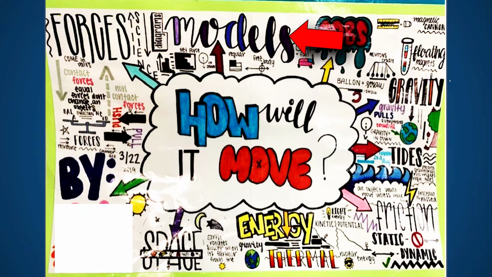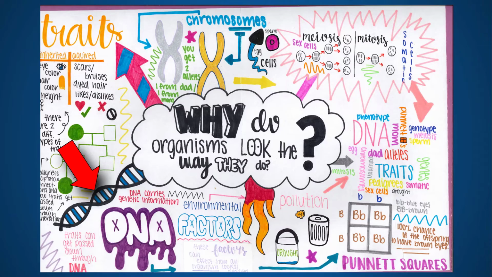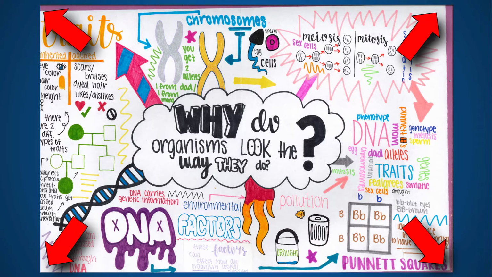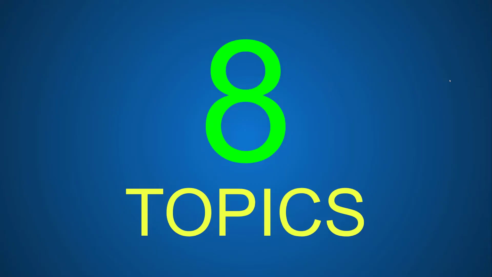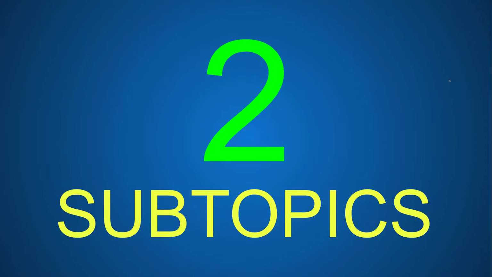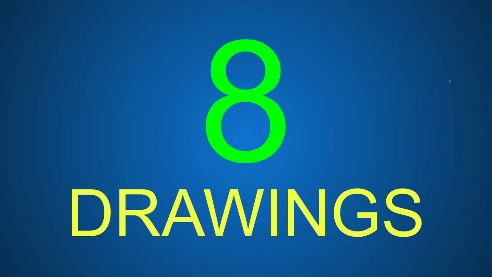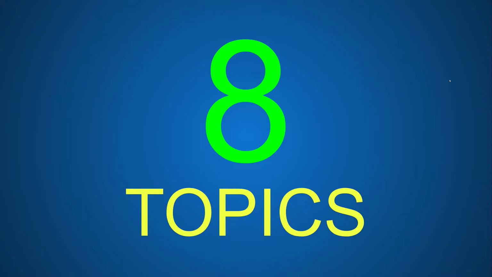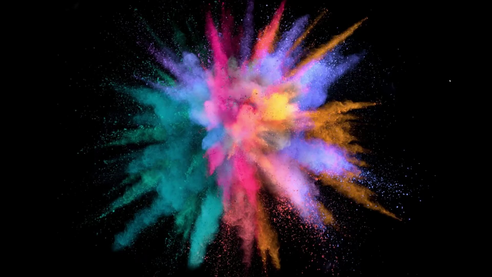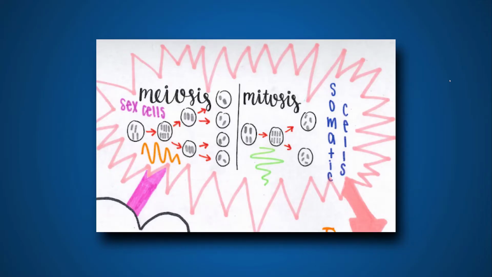Stylize your words to make it exciting, and use drawings to illustrate your topics and subtopics. Make sure you use the whole page, and remember, you must have 8 topics and 2 subtopics. You must also have 8 drawings for your 8 topics. Your mind map must be in color, and your drawings must be neat and detailed.